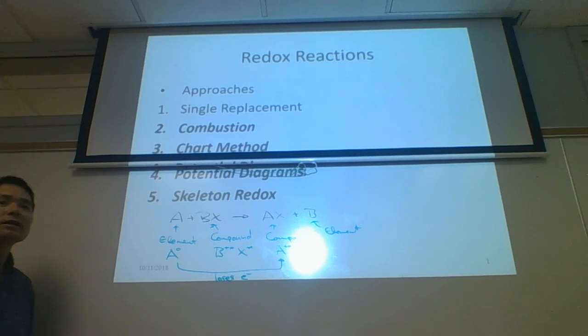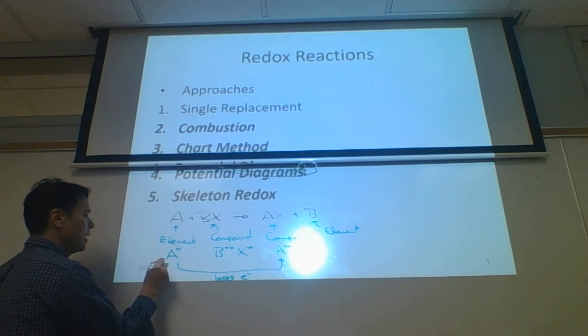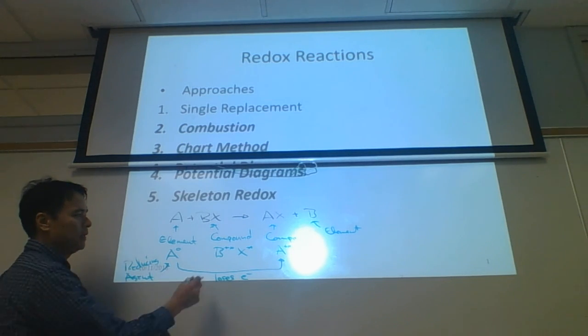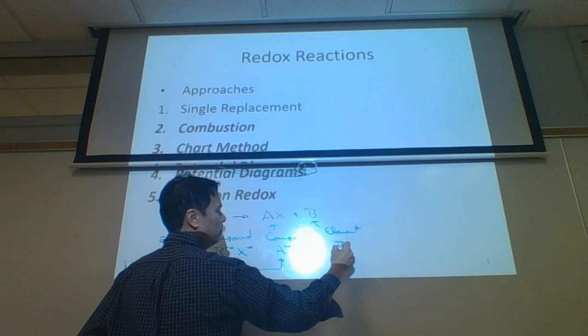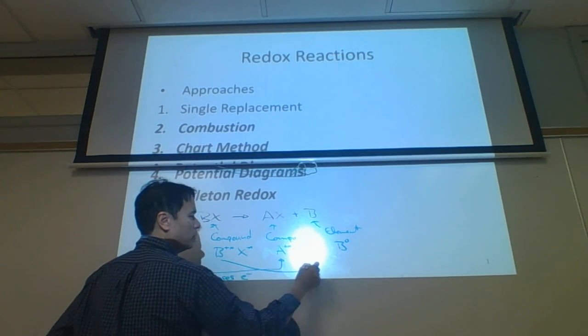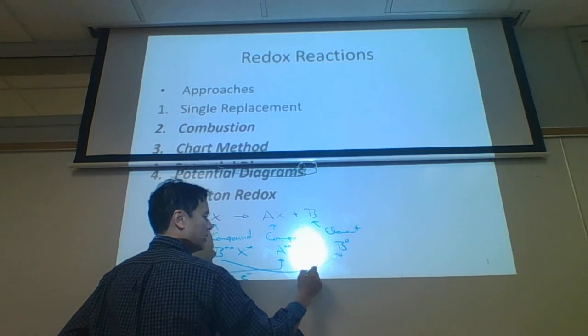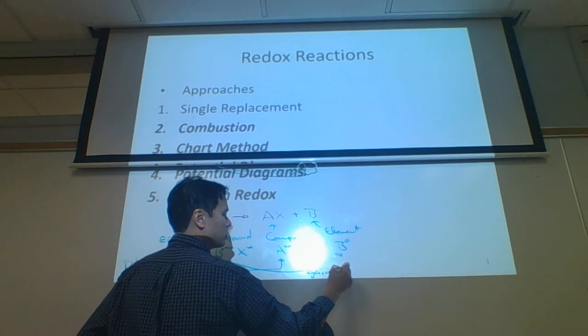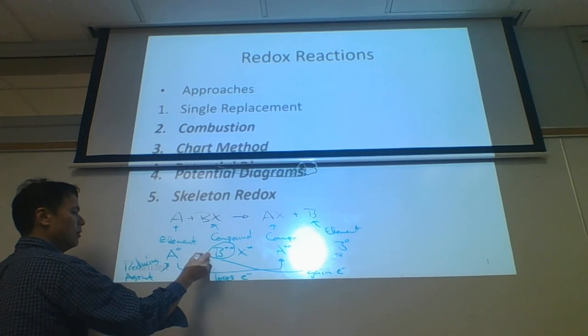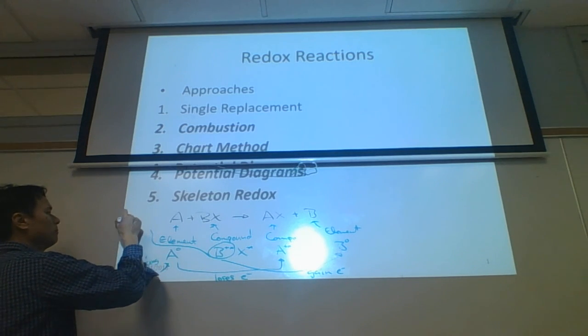If it loses electrons, we call it a reducing agent. A is a reducing agent. Reducing agents lose electrons. If we look at B plus, it goes from a positive charge to a 0 charge in the element. And so B plus will be gaining electrons. If something gains electrons, then B plus is called the oxidizing agent.